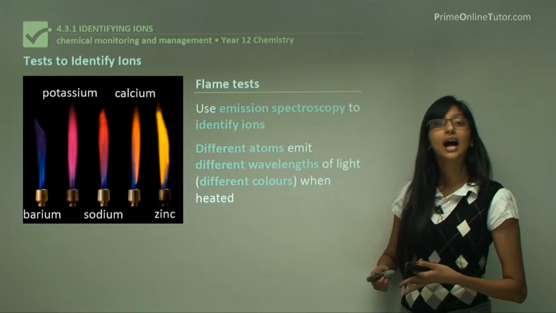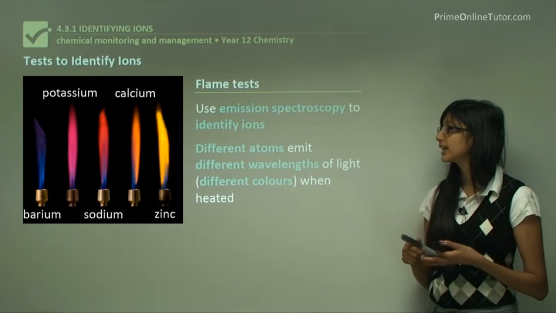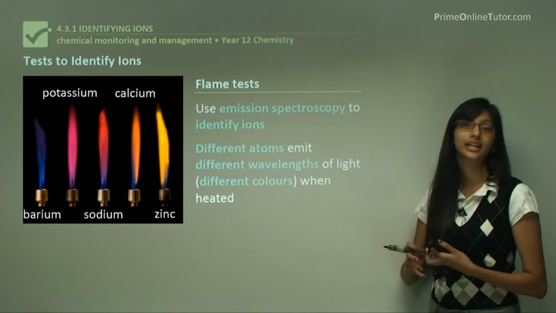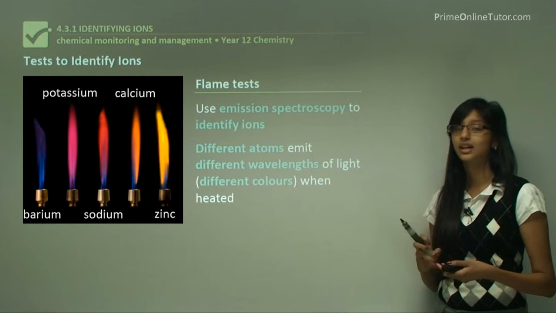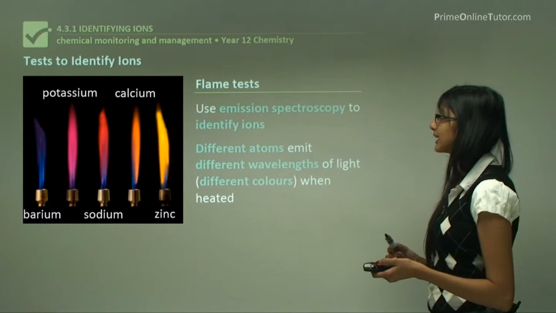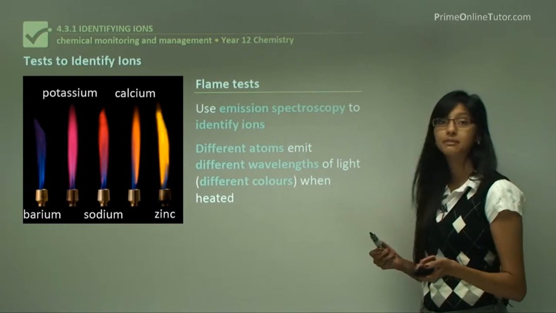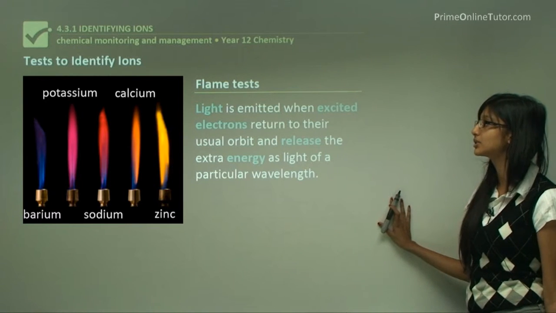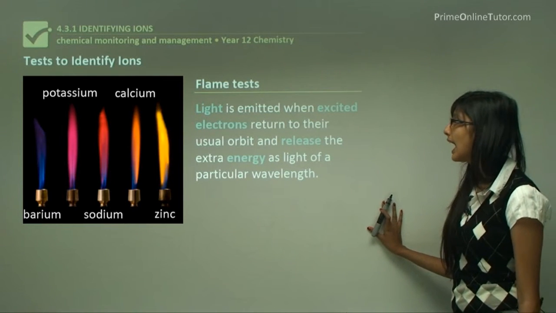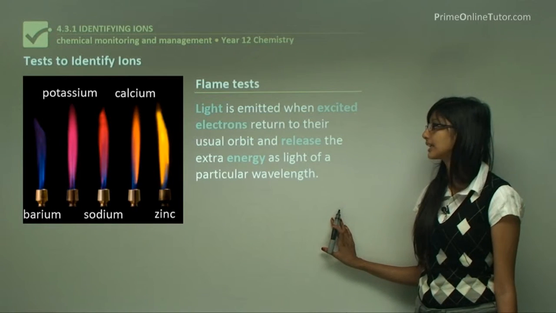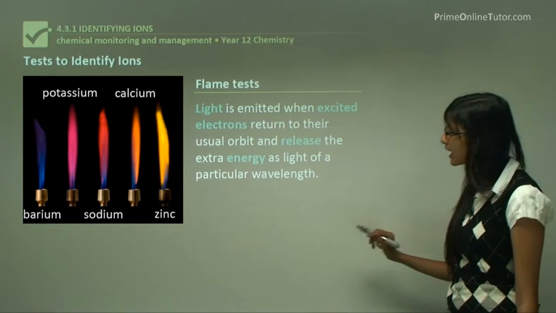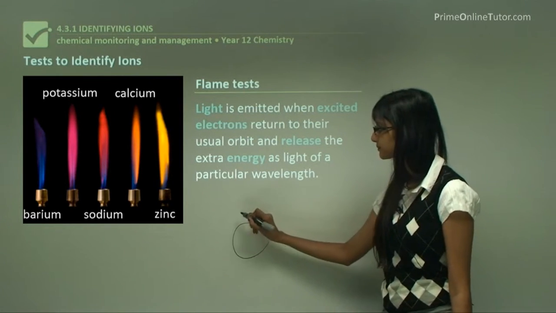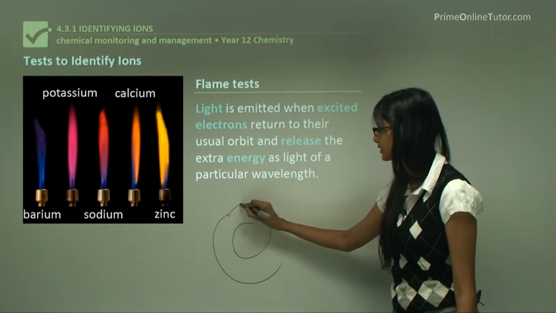Because every single atom will emit different wavelengths of light when they're heated. And why is that? Now we will look at the mechanism followed with the flame test. So light is emitted when excited electrons return to their usual orbit and release the extra energy as light of a particular wavelength. So you have an atom. Let's say it has two shells.